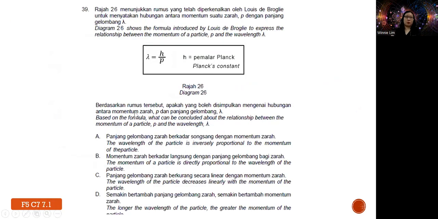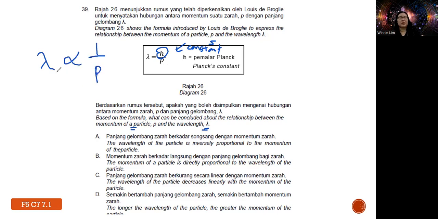39, diagram 26. It shows the formula introduced by Louis de Broglie to express the relationship between the momentum of a particle, referred to as momentum P, and the wavelength lambda. You have the formula lambda equals Planck constant h divided by momentum. Based on the formula, what can be concluded regarding the relationship of P and lambda? Since the Planck constant is a constant, and you see they are per, that means the wavelength is inversely proportional to momentum.